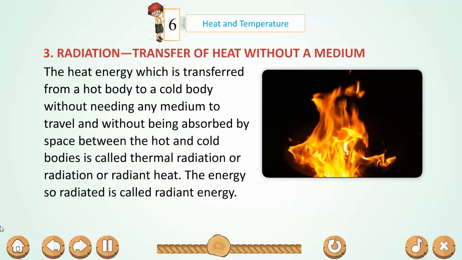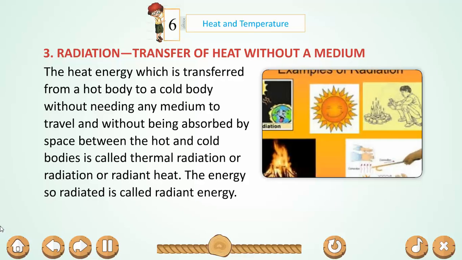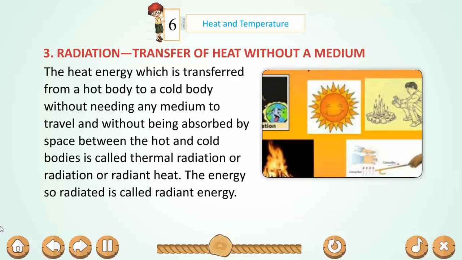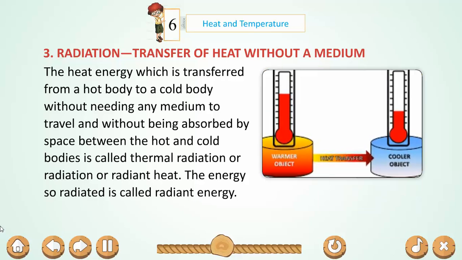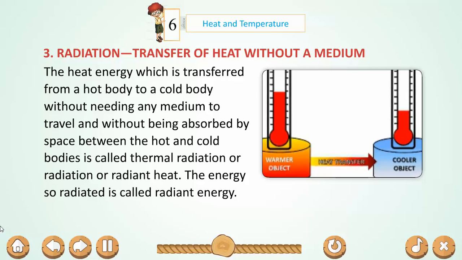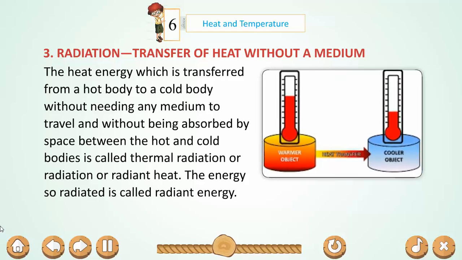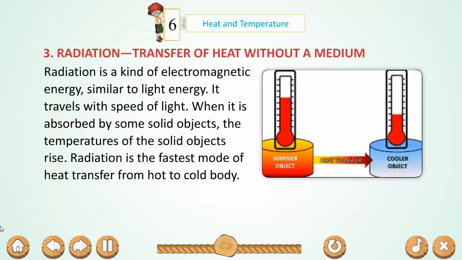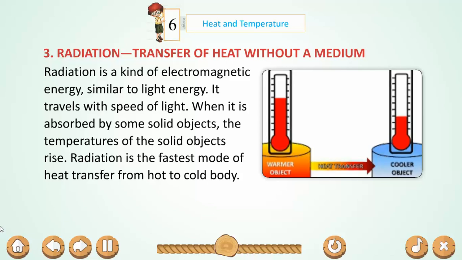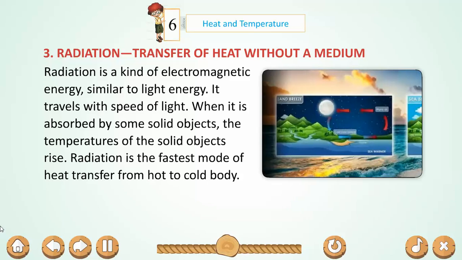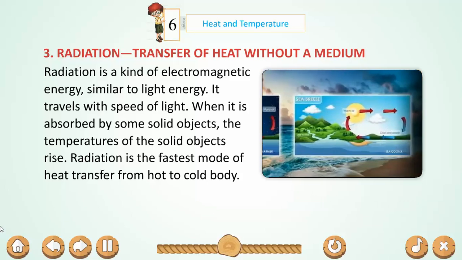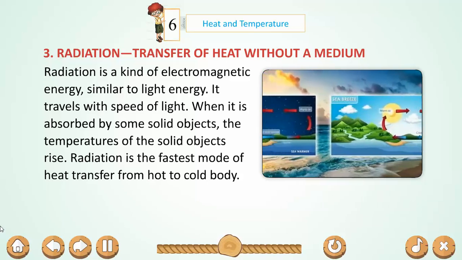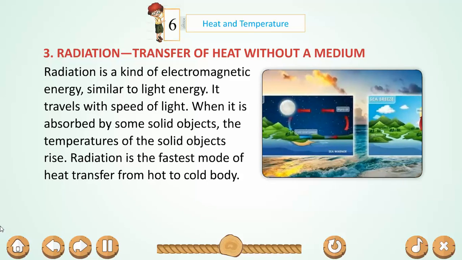The heat energy which is transferred from a hot body to a cold body without needing any medium to travel, and without being absorbed by the space between the hot and cold bodies, is called thermal radiation or radiant heat. The energy so radiated is called radiant energy. Radiation is a kind of electromagnetic energy similar to light energy. It travels with the speed of light. When it is absorbed by solid objects, the temperature of the solid objects rises. Radiation is the fastest mode of heat transfer from a hot to a cold body.